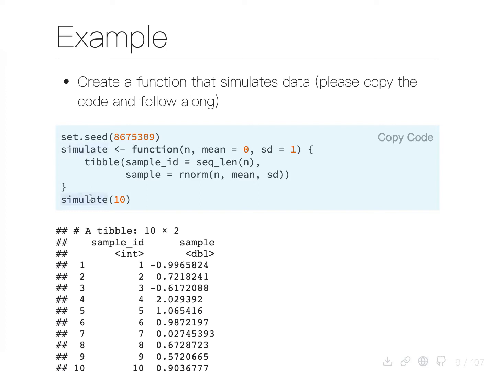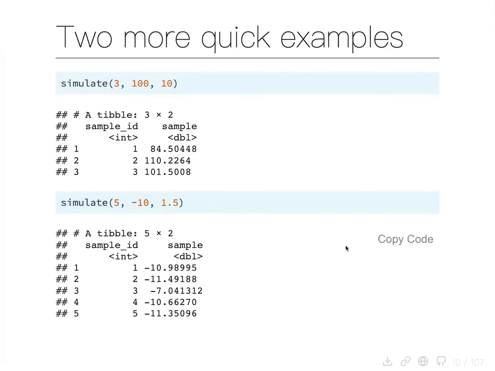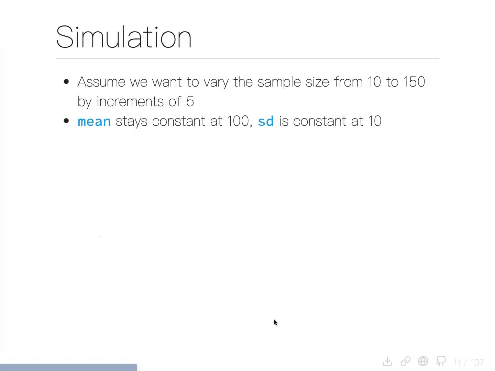So now when I say simulate 10, I get a data frame back that looks like this. Here's my sample ID 1 to 10, and here are my values. Cool. Two more quick examples. Now I can say simulate, give me 3 draws from a random normal distribution that has a mean of 100 and a standard deviation of 10. And there we go, 1, 2, 3, and there's my sample. Give me 5 draws from a distribution with a mean of -10 and standard deviation of 1.5, 1 through 5. There we go, all negative, right around -10.